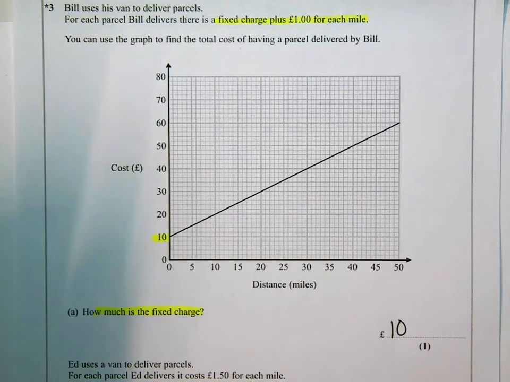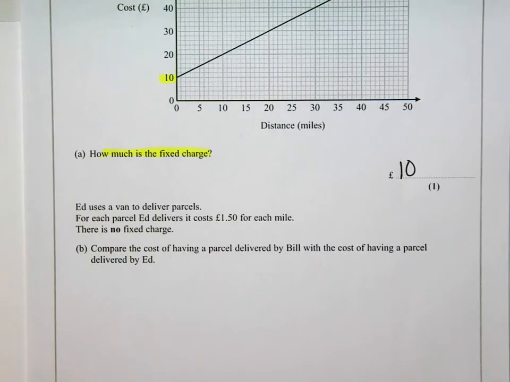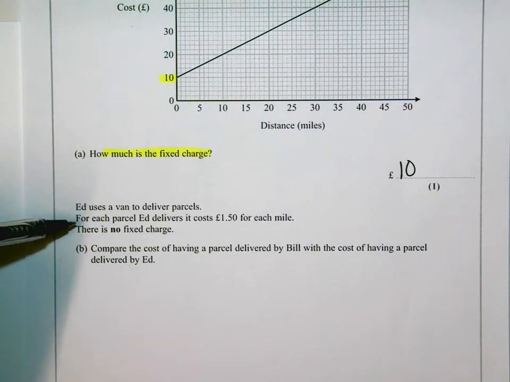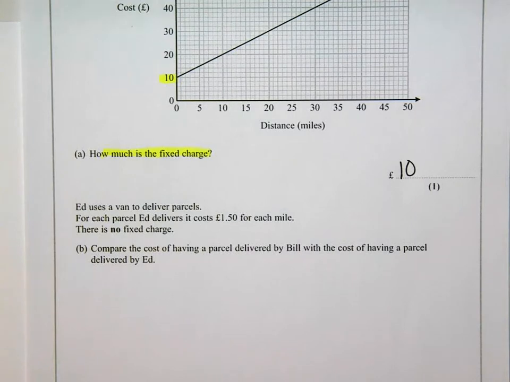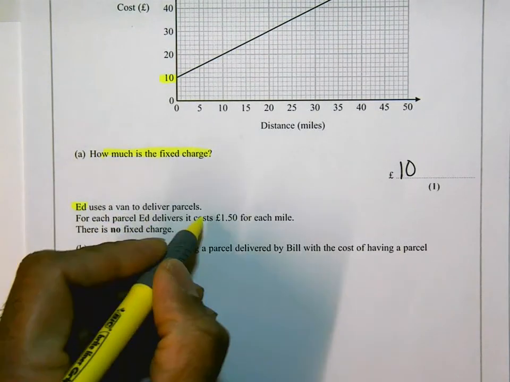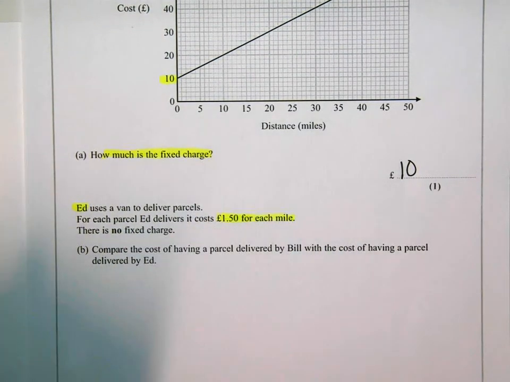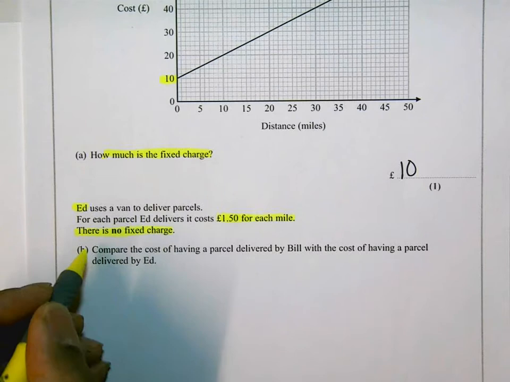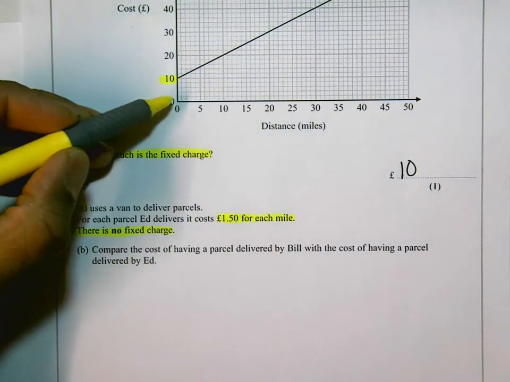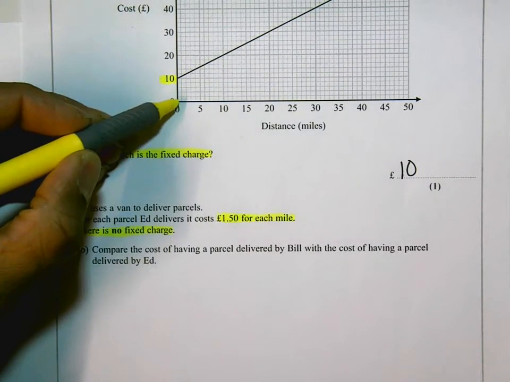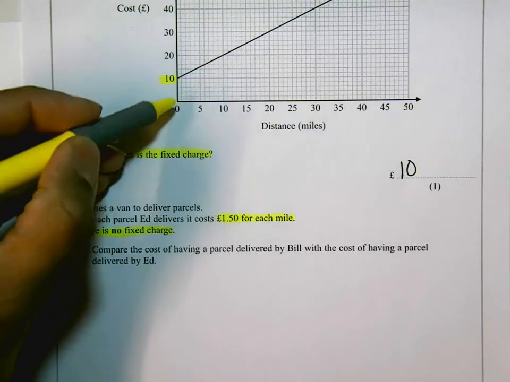Okay, looking at part B. Ed uses a van to deliver parcels. So Ed is somebody else; in the previous part, we were looking at Bill. For each parcel Ed delivers, it costs £1.50 for each mile. There is no fixed charge. Make sure you understand what that means: the only amount you pay for is how many miles you travel. So if the parcel needs to be delivered 0 miles, you pay no money whatsoever.